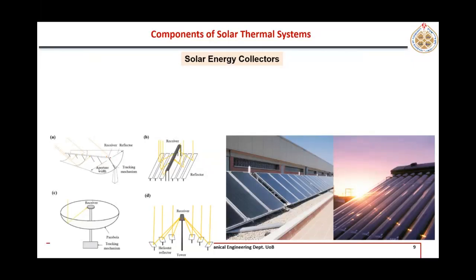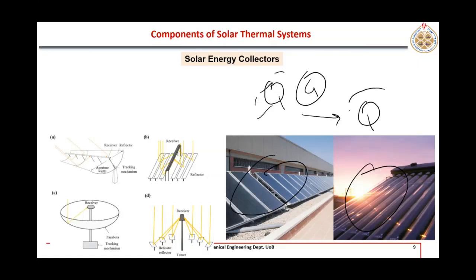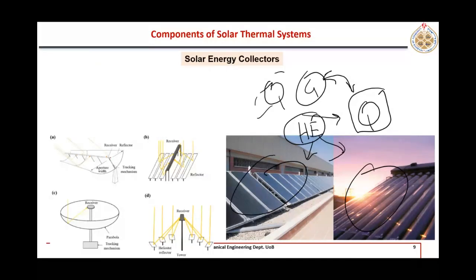What are these? They are heat exchangers, right? All of them, they are actually a particular type of heat exchanger. What they are doing, they are converting solar radiation G into heat, right? So radiation is converted into heat using that heat exchanger, which we call a solar collector. So these solar collectors, which are used in solar thermal systems, can be classified into two major categories.